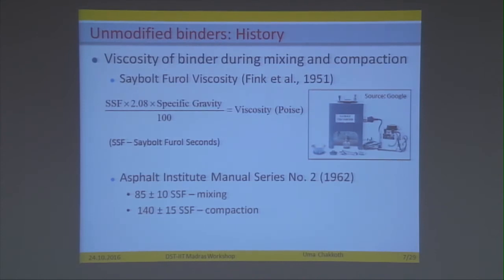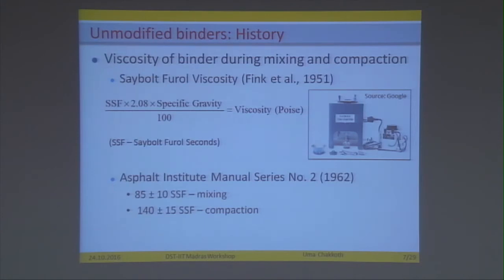To look back on the history of identifying mixing and compaction temperatures, the viscosity of the binder was estimated using the Saybolt Furol viscometer, where a volumetric flow rate was assessed, that is, the time required for the flow using a particular measuring geometry. They expressed it in terms of seconds Saybolt Furol. The first edition of the Asphalt Institute manual, which specifies the various mixing and compaction regimes or mix design concepts, did not have any mention of the mixing and compaction temperatures.